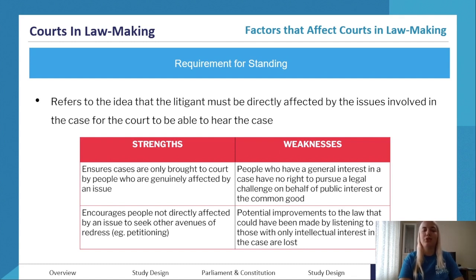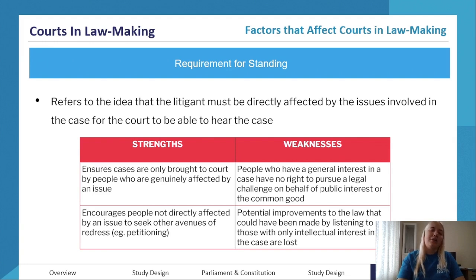And it also encourages people not directly affected by an issue to seek other avenues of redress rather than creating a burden upon the courts. So, such as starting petitions or demonstrations or talking about it on social media, basically just trying to get the government's attention or raise awareness so that someone with standing does go to court. But weaknesses: people who have a general interest in a case or activists or interest groups have no right to pursue a legal challenge on behalf of the greater good. And potential improvements to the law that could have been made by listening to those with only intellectual interest in the case are lost.